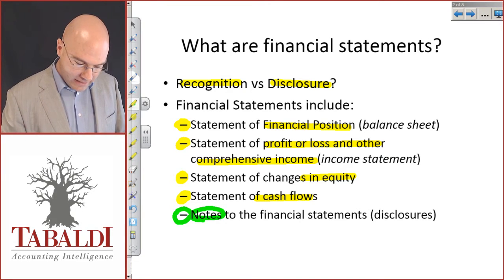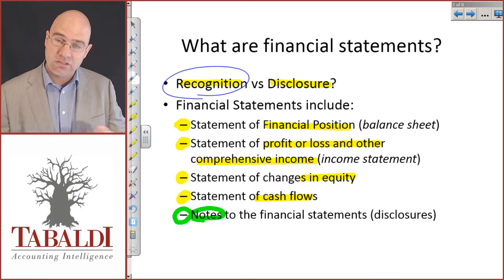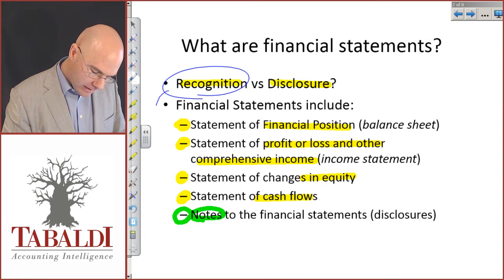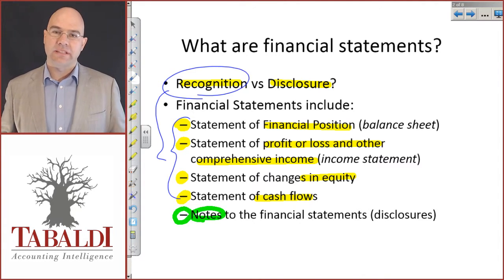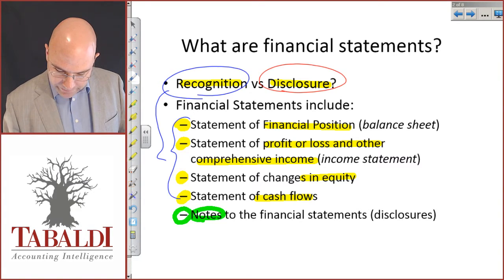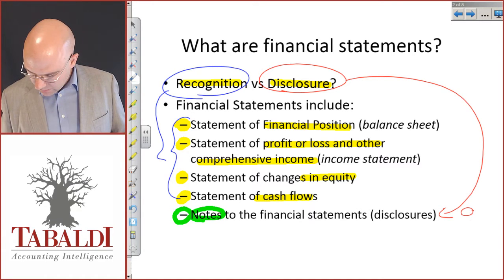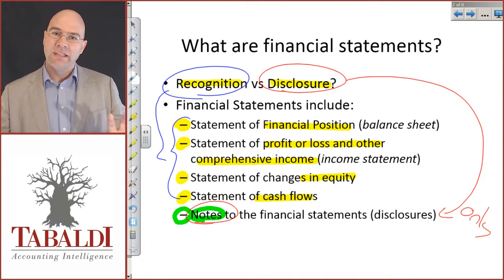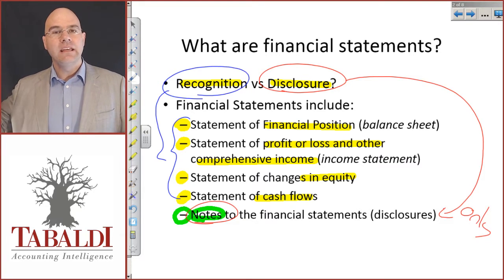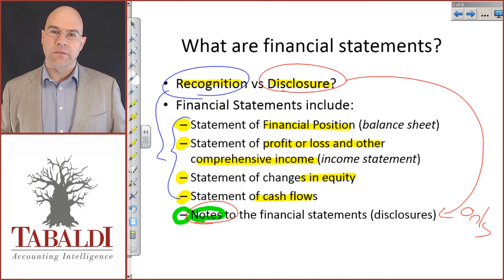Now, when I say recognition, I actually pass an accounting journal. I put my figures into the Pastel bookkeeping system, and it comes out in the statement of financial position, profit and loss, equity, as well as cash flows. But when I'm talking disclosure, it is not recognized in any of those statements. It's only in the notes. Okay, so please understand the difference between recognition in the balance sheet or in the financial position and profit and loss. If it's disclosure, it's only in the notes, right? And the notes are there just to describe and add on to the actual statements of financial position, etc.